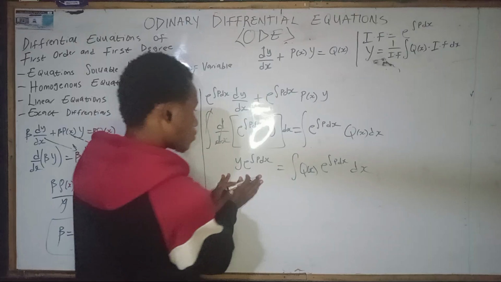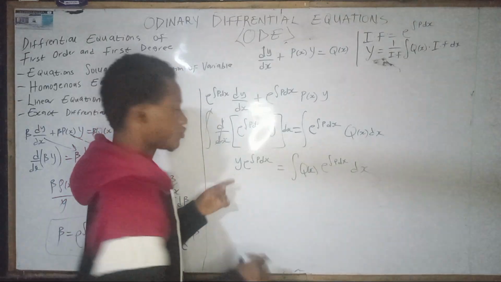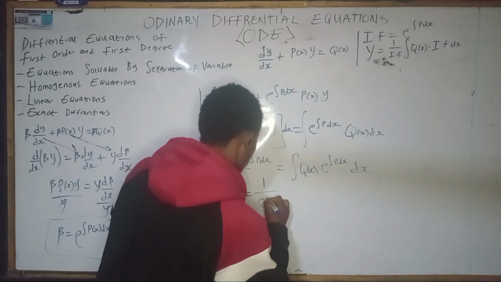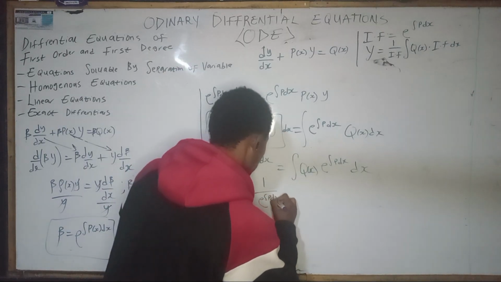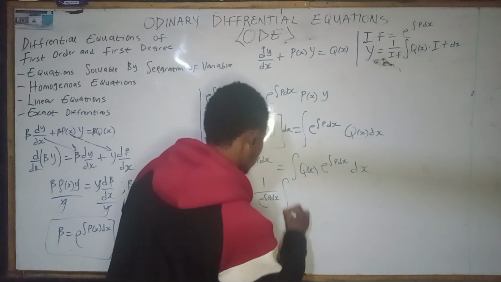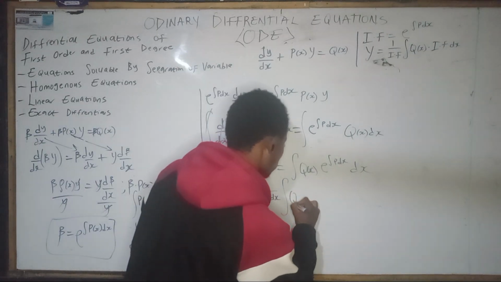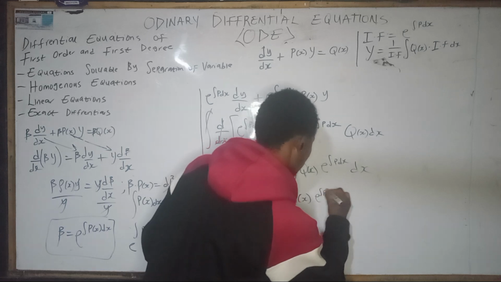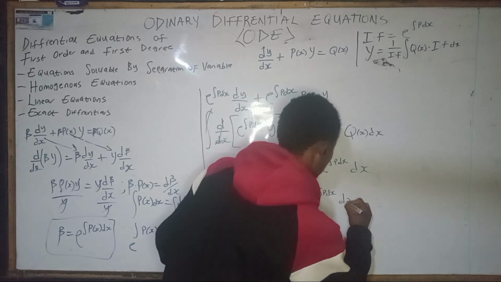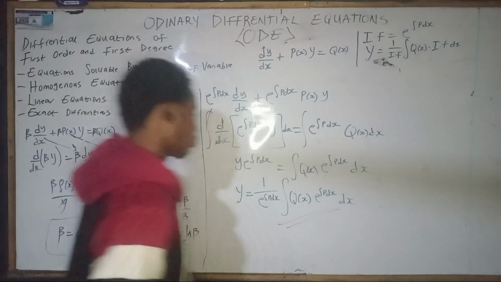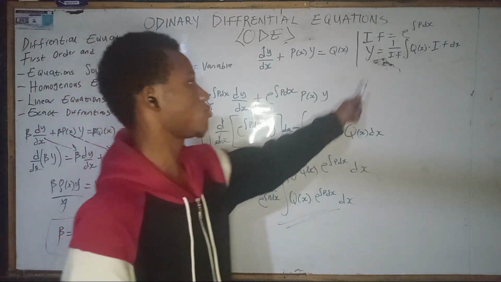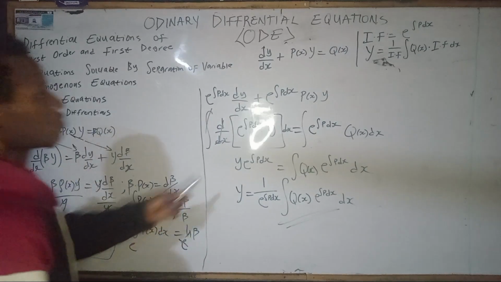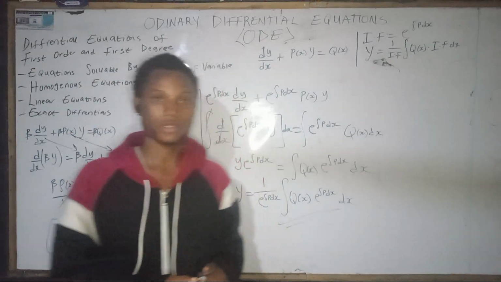So since we have this as this, we can make y the subject of the formula. We have y is equal to 1 over e raised to the power of the integration of p dx times the integration of q of x e raised to the power of the integration of p dx, and we have our dx. So now this is how we got our formula for this, and this here is how we got our formula for our integrating factor.